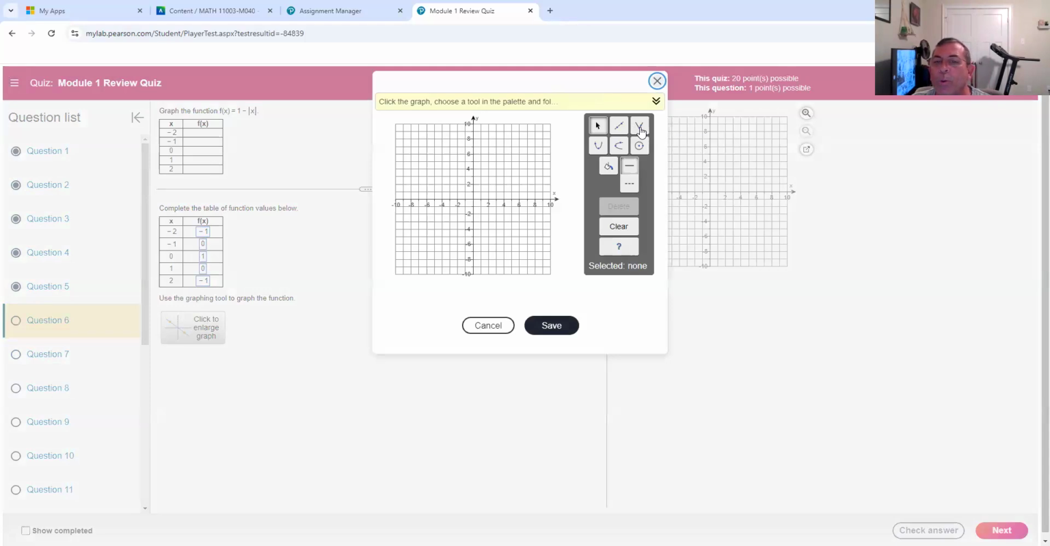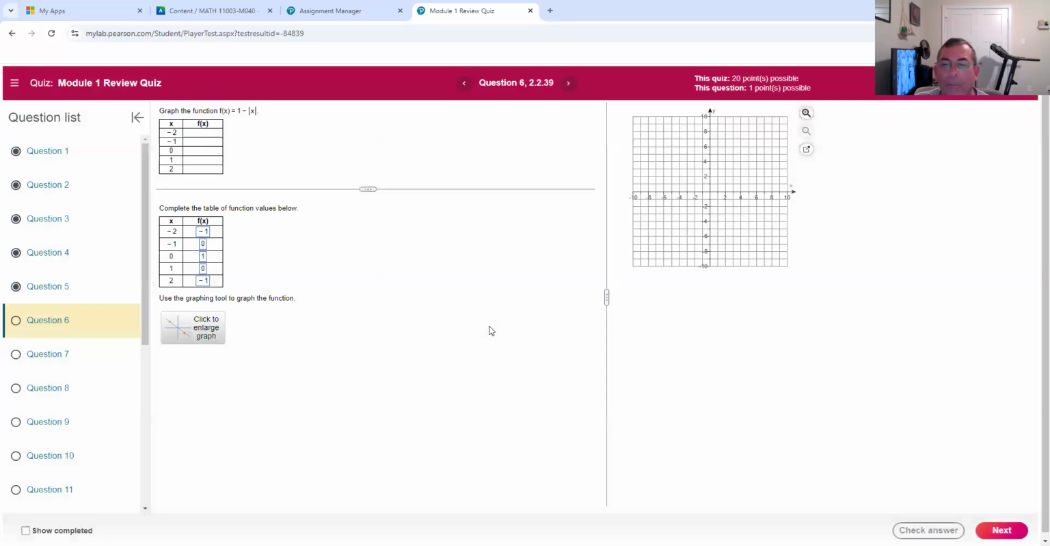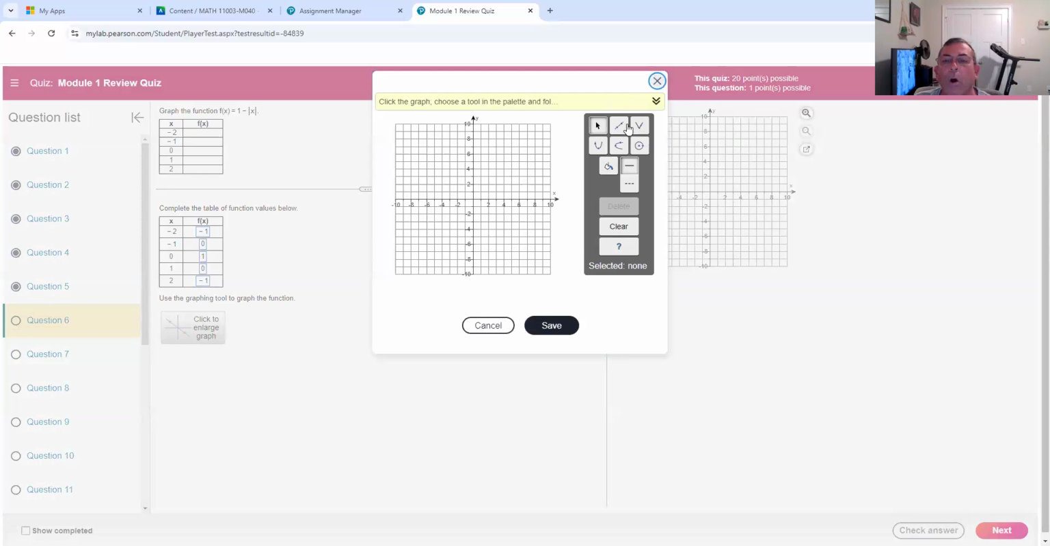Grab that 2-point absolute value tool. And remember, the first point to plot has to be the 0, 1. Click that one. Now, y'all watch this. I'm going to show you. I'm going to start it over so y'all can see something here. Watch when I click the V. See what it's saying in the yellow? It says click the graph to plot the vertex. Well, the vertex is that middle point, okay?